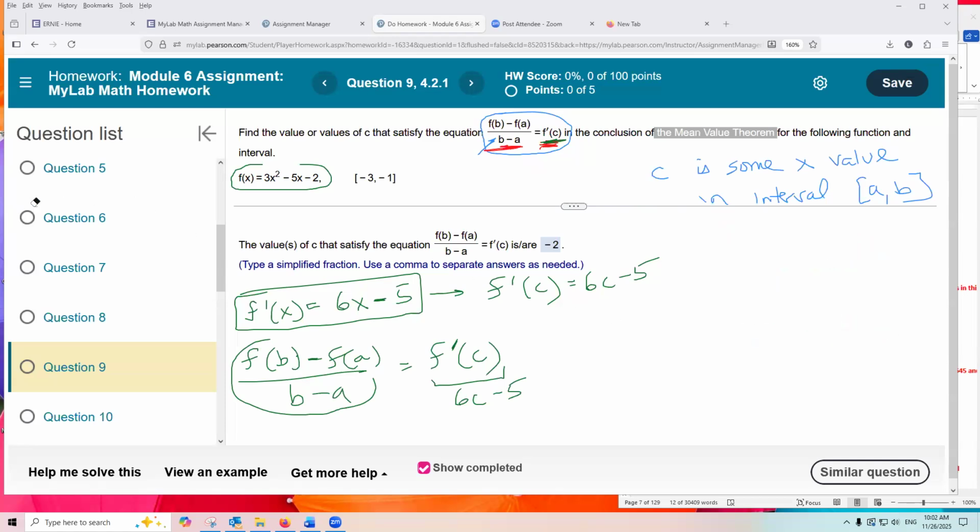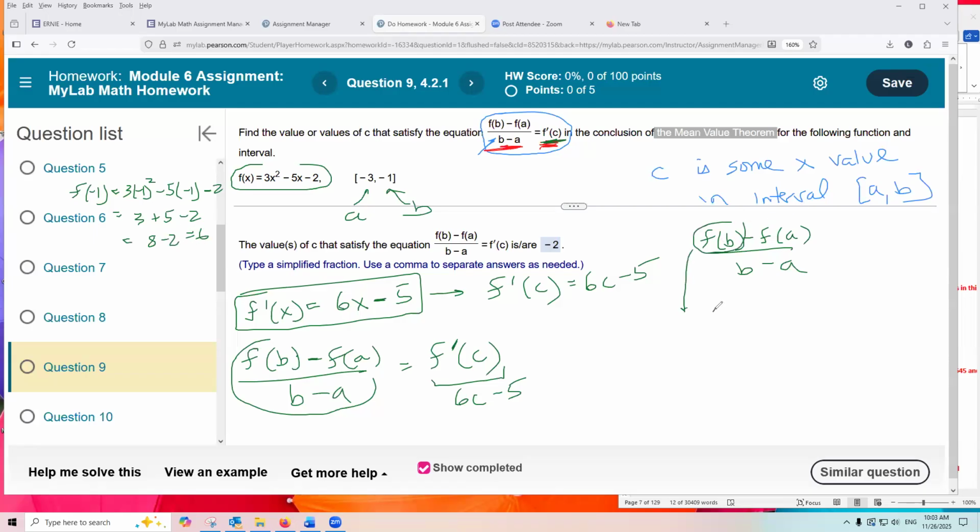So let's work out f of b minus f of a over b minus a. In our example, the a value is -3, the b value is -1. So let me work out f of -1, maybe I'll do it over here on the side. f of -1 is 3 times -1 squared minus 5 times -1, subtract 2. That is 3 plus 5 minus 2. That is 8 minus 2. That's 6. So this answer is a 6.